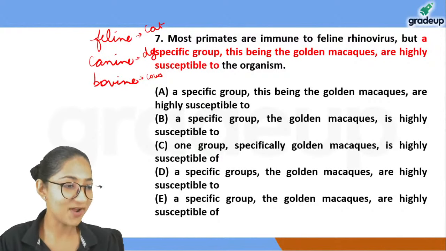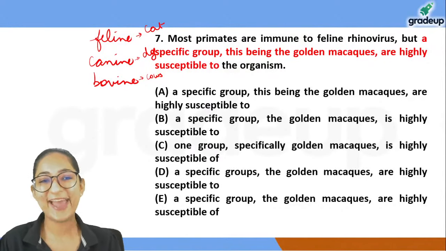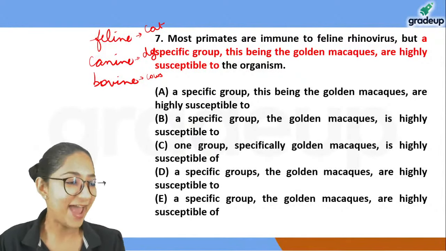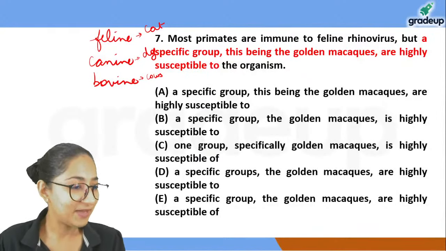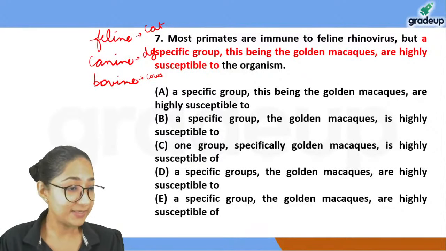Hanji, canine means dog, absolutely. Rishikesh says kitty, yes. So feline is kitty, cat. Okay, B and E, guys, B and E we'll look at.